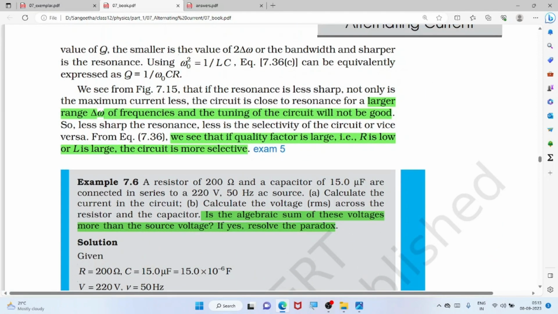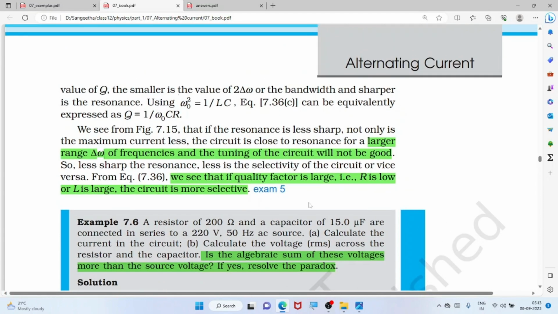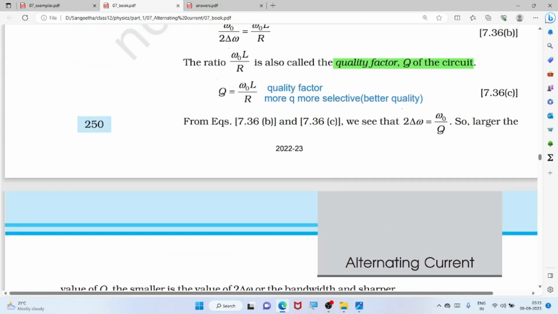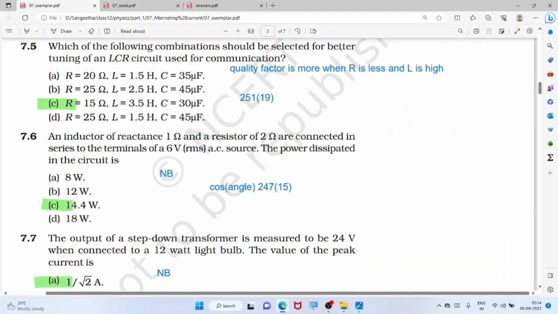Okay, this is the quality factor. It will be large when R is low and L is large. Only when R is low or L is large can we improve the quality factor. So R low or L large will increase the quality factor. Based on that, you can choose this combination.